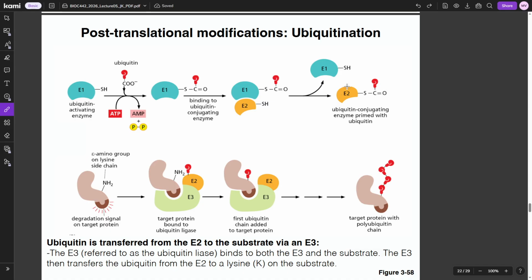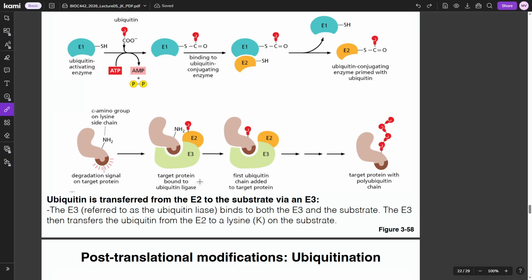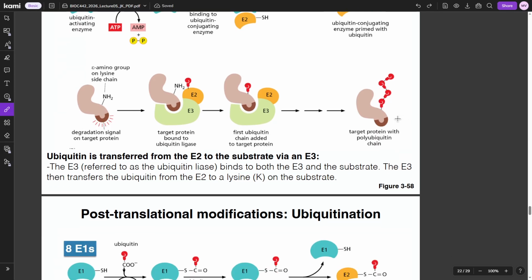And then E2 binds to E3, and E3 binds to specific target proteins. These all complex together, and when E2, E3, and the protein are bound together, E2 transfers its ubiquitin onto the protein of interest. This E3 is called ubiquitin ligase. From there, you can target this protein with polyubiquitin chains and do all sorts of things with it.